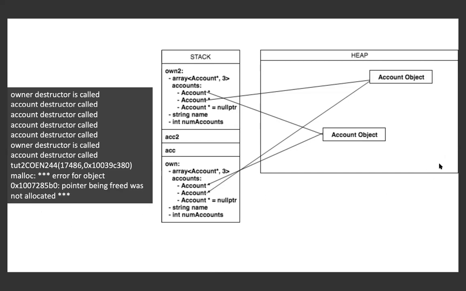Why is that happening? Can anyone explain why we are seeing this error? Why is it telling us that there's nothing allocated that we want to free, and when is it happening exactly? Anyone, just make a guess.